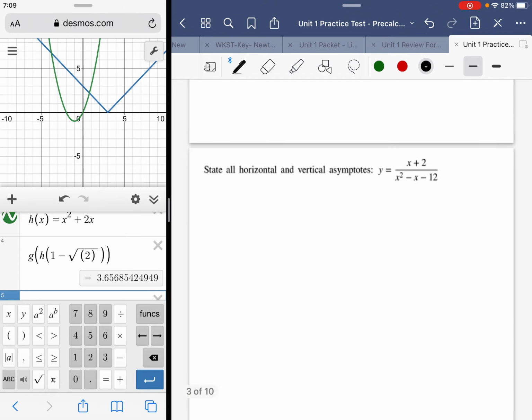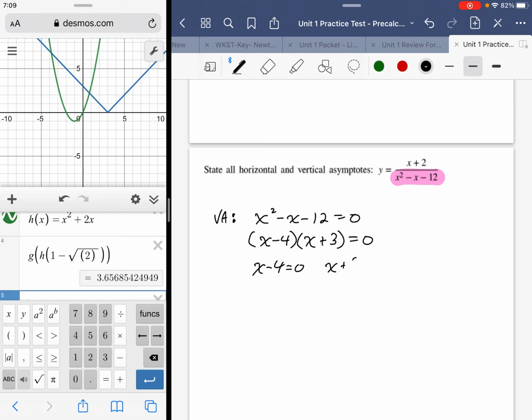Number 3, we're looking for vertical asymptotes. For vertical asymptotes, you set your denominator equal to 0 and solve for the value of x. You could get more than one solution. This one's factorable, (x - 4)(x + 3). Set each of those factors equal to 0 and solve. Alright, so these would be my vertical asymptotes.